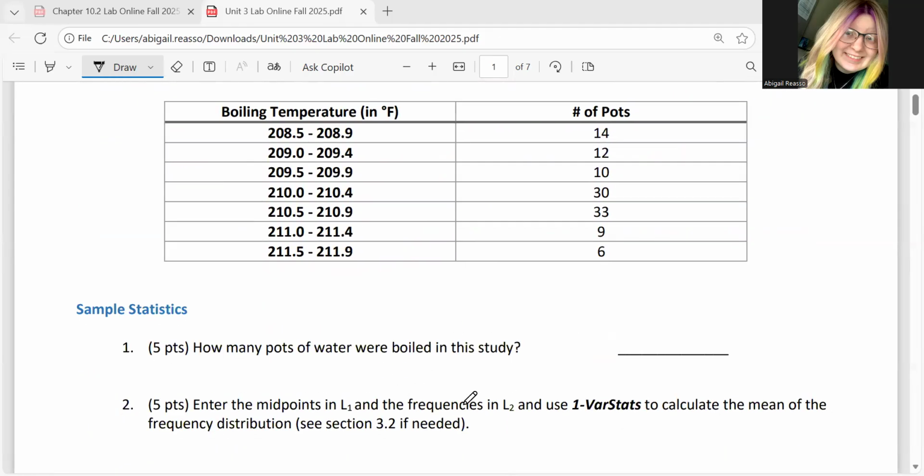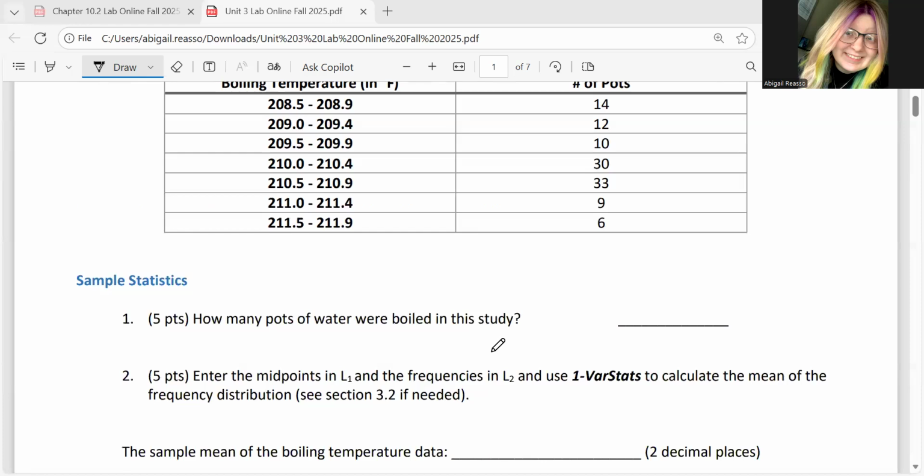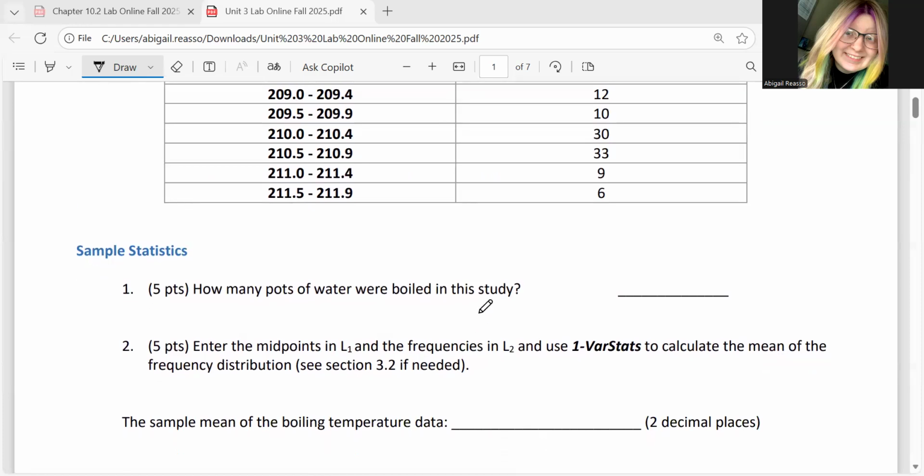So we're going to answer some of these questions. How many, not bottles, sorry, how many pots were boiled in this study? So you'll calculate that from your table.